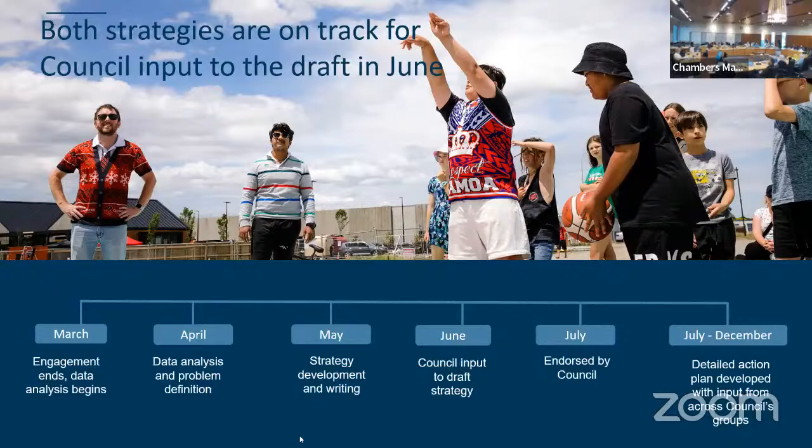The team are currently working hard on the data analysis. Once this is complete, they will work with groups across council on developing the problem definitions and input for the strategy writing. We plan to present a draft strategy to you in June for your input. We will take your input from this meeting to refine the draft, ready to present a final draft for your consideration a month later in July.